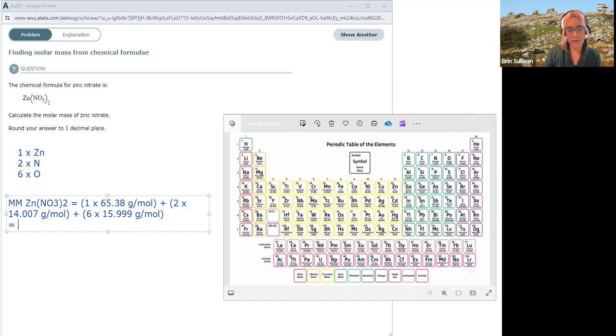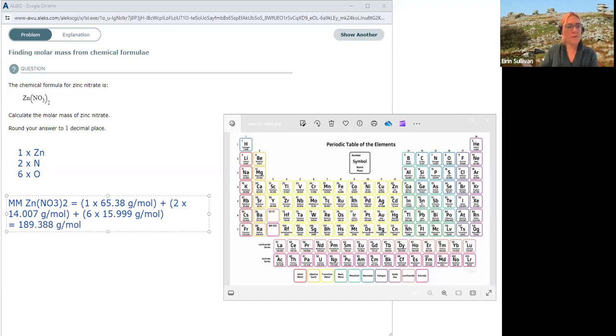to make sure you get the right number of significant digits in the molar mass of the elements you are using. So 1 times 65.38 plus 2 times 14.007 plus 6 times 15.999. Make sure you can enter that in your calculator using parentheses like I've done, just to make sure it does it right. So 189.388 grams per mole.